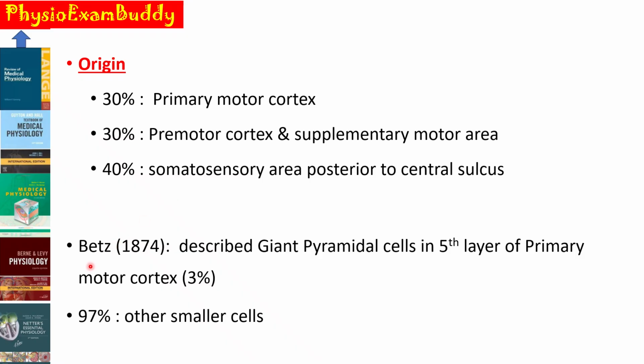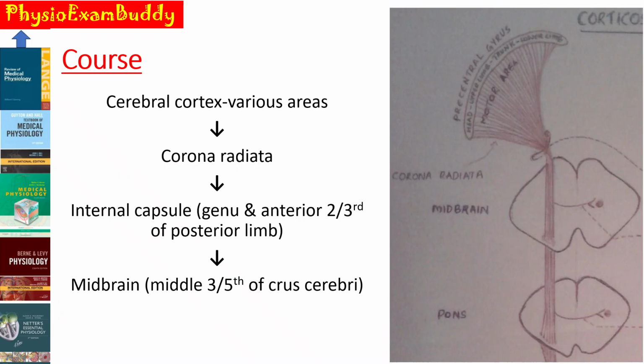And a scientist named Betts in 1874 described the giant pyramidal cells which are located in the fifth layer of the motor cortex, and 3% of the fibers of the pyramidal tract arise from these Betts cells, whereas 97% arise from the other smaller cells located nearby. Now we are going to study about the course of the pyramidal tract.